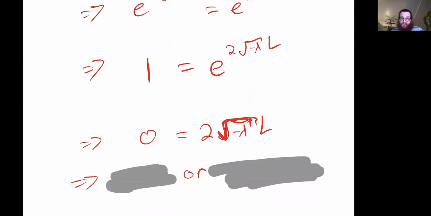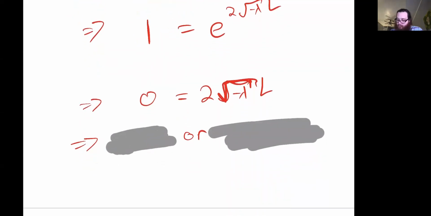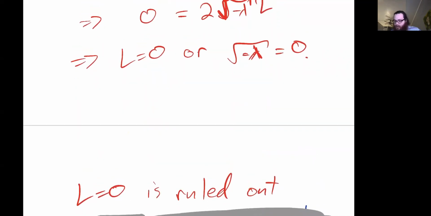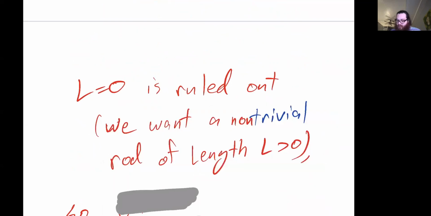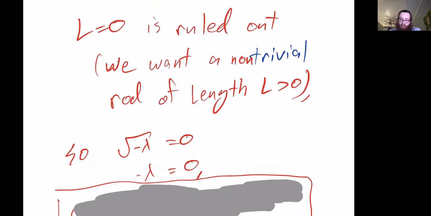Take a log, or say, since we're working with all real numbers, the exponents here have to be the same. So that tells us that 0 is equal to 2 root minus lambda L. 2 is non-zero, so the only other possibilities are either L is 0 or root minus lambda is 0. We don't want L to be 0, because we want a non-trivial rod. And so what we're left with is root minus lambda has to be 0. So minus lambda has to be 0.